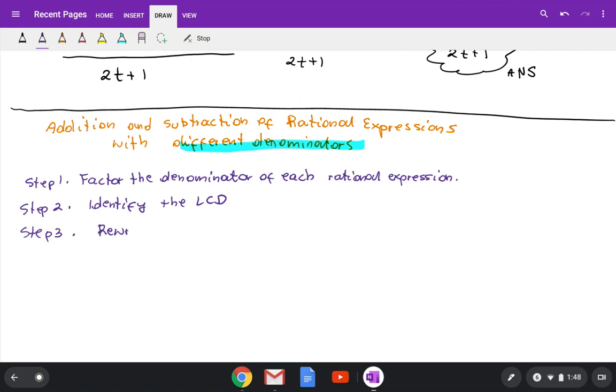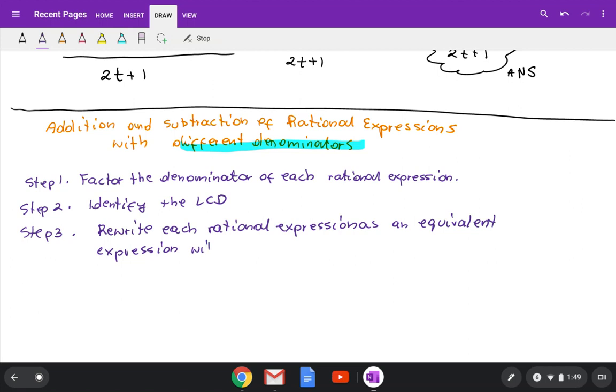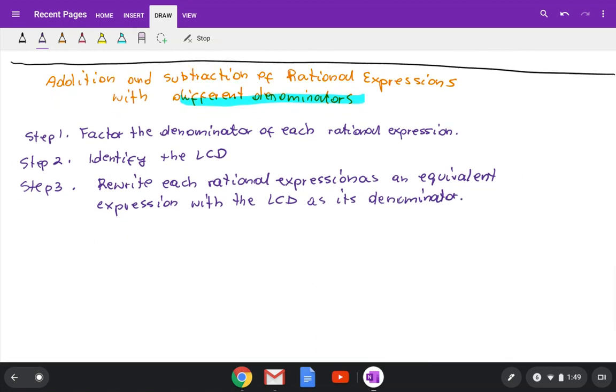Rewrite each rational expression as equivalent expression with LCD as its denominator. You guys will see work. So far, this is everything what we did in the last section.